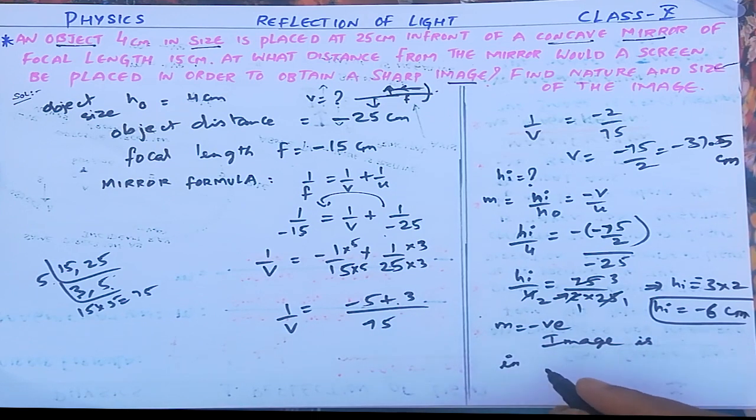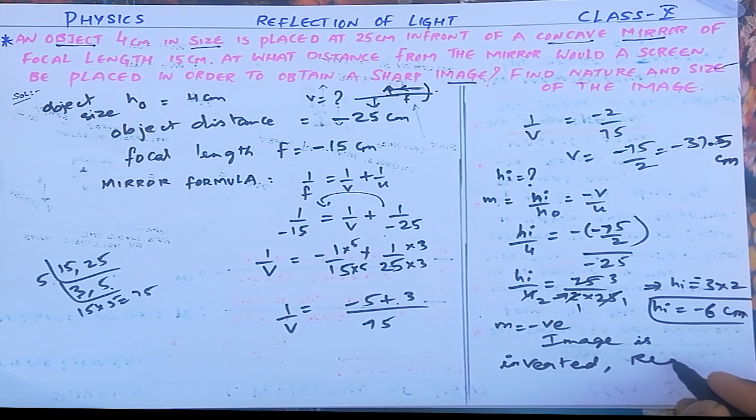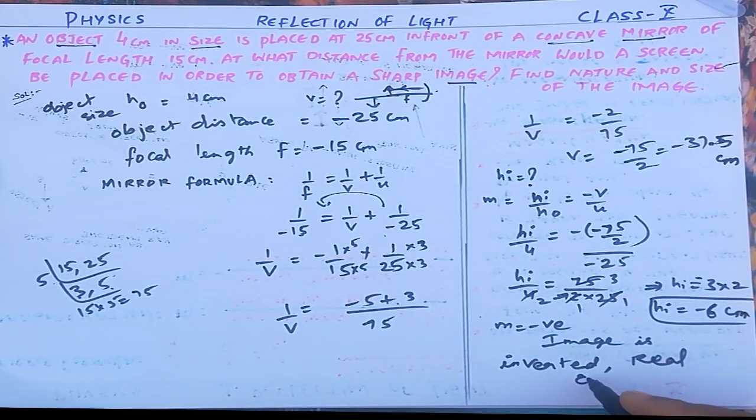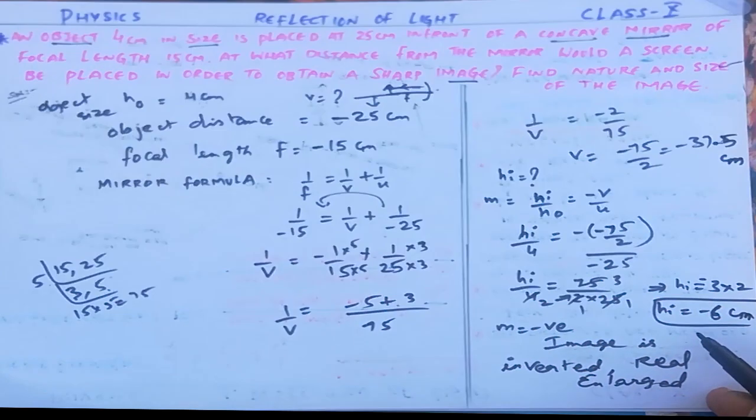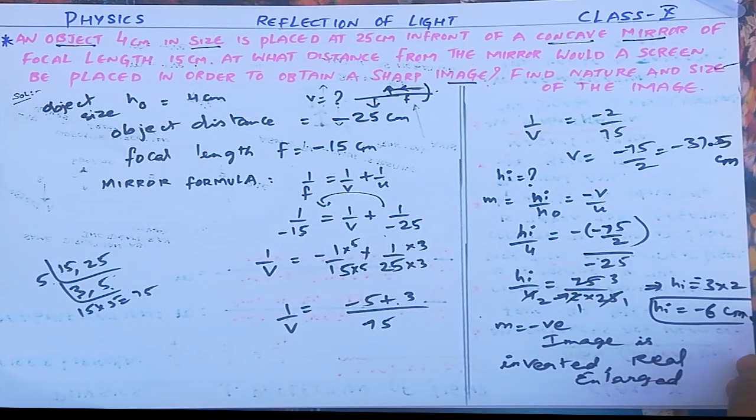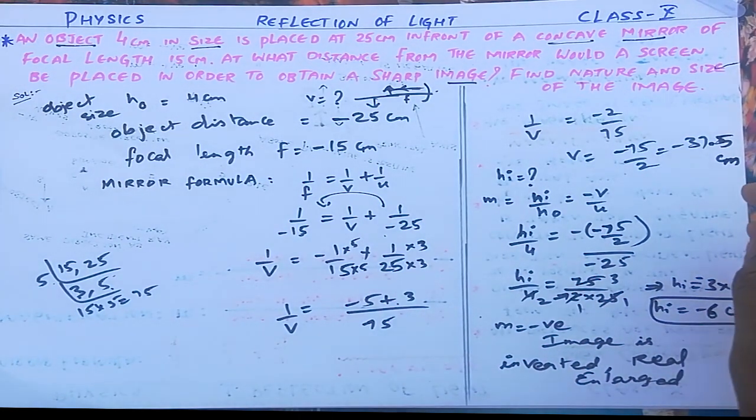inverted, real, and it is enlarged. How do we know it is enlarged or not? According to the values. Object size is 4, image size is 6, so it is enlarged. I hope you understood. This is the problem on concave mirror.